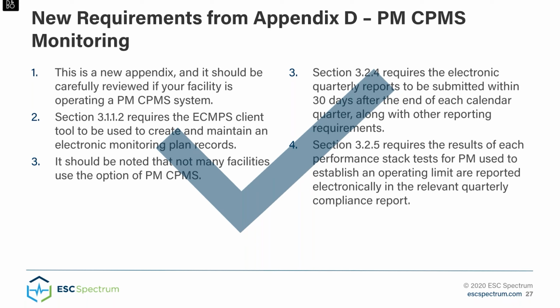This slide is talking about Appendix D, which is PM CPMS monitoring systems. A CPMS is called a continuous parameter monitoring system, and I'm not aware of too many people using these systems. So I've called out here where the changes were identified for the Appendix D systems. If you have these types of systems, you really should review the changes for Appendix D to see how it's going to impact your system and what changes are going to be necessary for you.